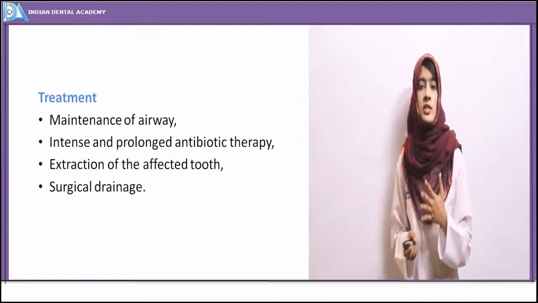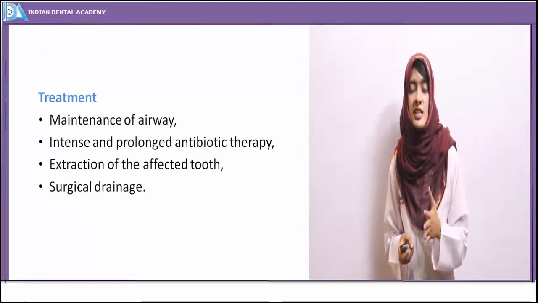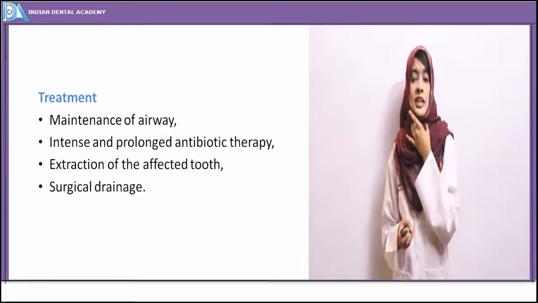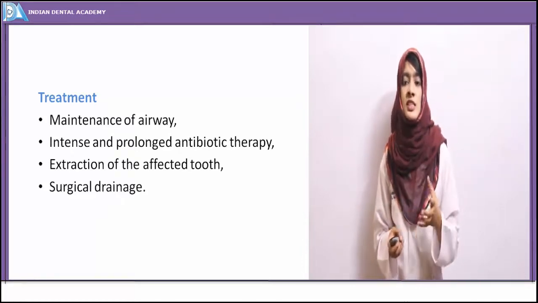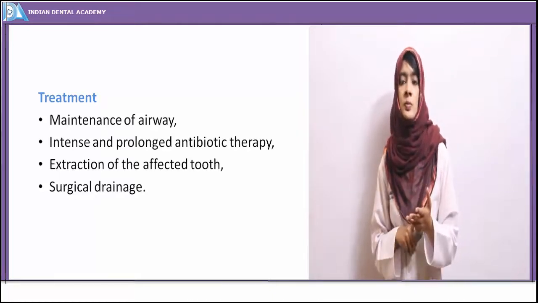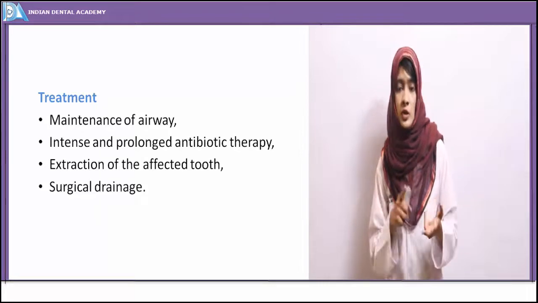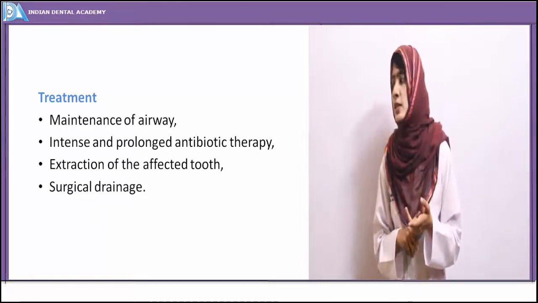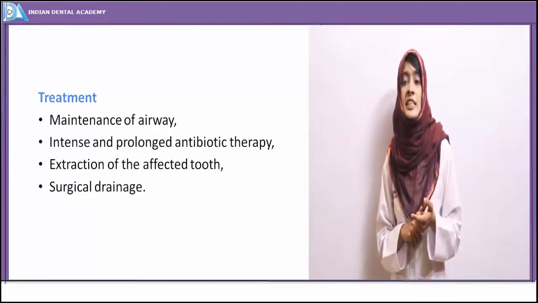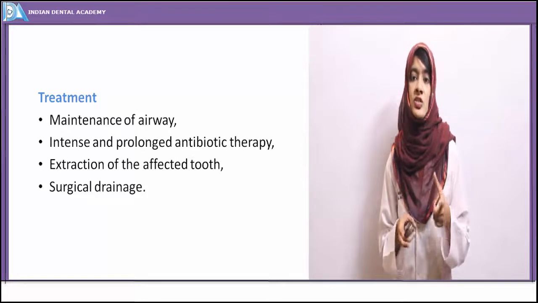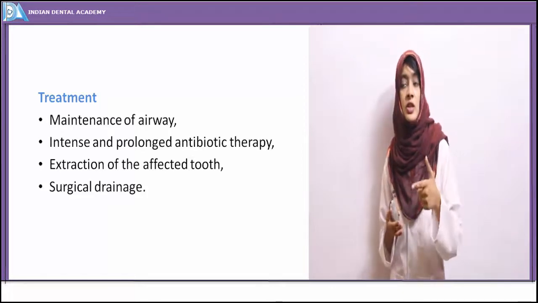So the treatment for this Ludwig's angina initially involves maintenance of the airway, because of the characteristic respiratory obstruction that the swelling is causing. First attempt should be maintenance of airway. A tracheostomy may also be indicated if the swelling is very severe and the patient is not able to open his mouth, and intense and prolonged antibiotic therapy is required. Along with that, drainage is very essential. It does not tend to drain.